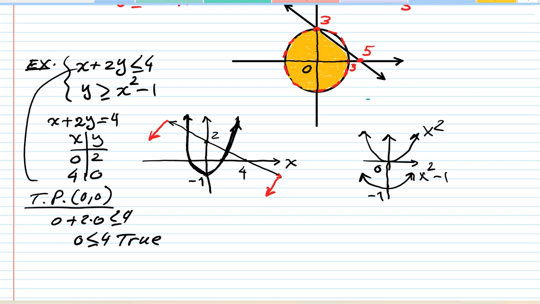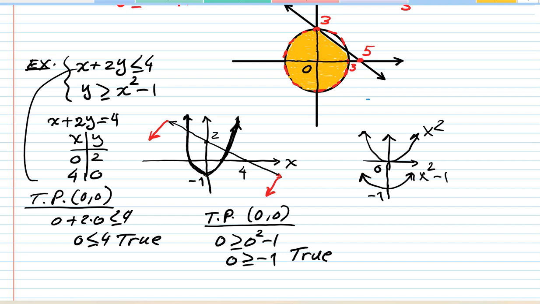All right, now let's take a look at the region for the parabola. So I'm going to test a point in my parabola. 0, 0 is inside of the parabola. That makes it 0 greater than or equal to 0 squared minus 1, or 0 is greater than or equal to -1. Well, that is a true statement. Again, not equal to, but 0 is bigger than -1. Well, if it's true, that means I need to shade inside the parabola. And that would be inside the parabola, right?